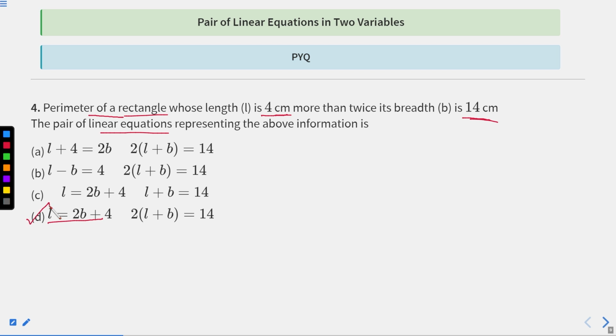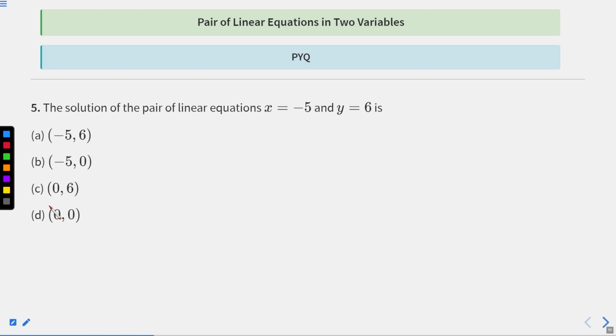Now let us move to question number 5. In question number 5, we need to find the solution of the pair of linear equations x = -5 and y = 6. Here in the four options we have been given ordered pairs, where the first value is for x and the second value is for y.